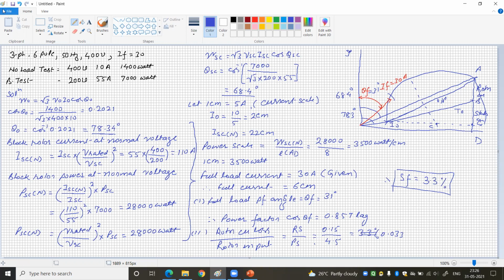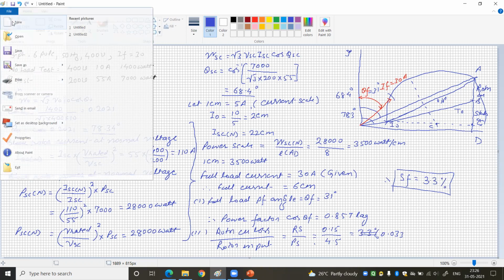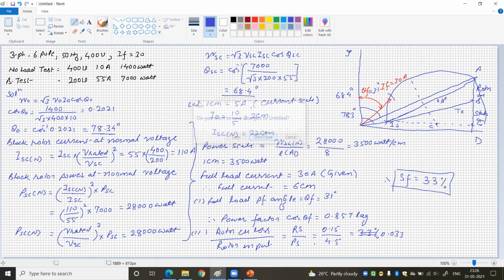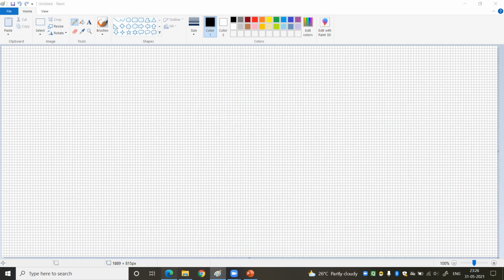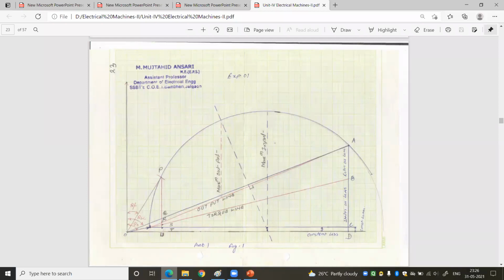Next, what is the output of the motor? From the circle diagram, the output is nothing but the P2 output line, P2R. So power output is P2R, whereas total input is P2U. This is the constant losses. P2U is the full load total input, and P2R, up to the torque output line, is the output power.